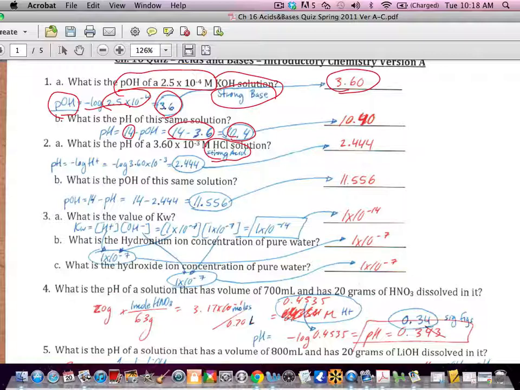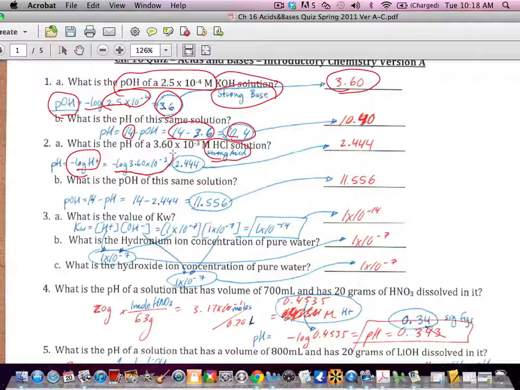If you see just an H before a nonmetal or a polyatomic ion, it's going to be strong acids because you're only working with strong acids and bases. When you get to AP Chem, you'll work with weak acids and bases. The pH equals the negative log of H plus. The P of anything is the negative log of that thing. So the P of H is the negative log of the H plus ions.